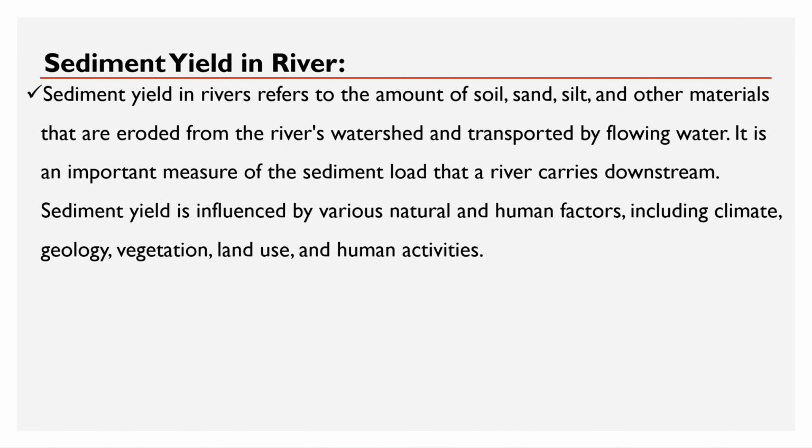Sediment yield in rivers refers to the amount of soil, sand, silt, and other materials that are eroded from the river's watershed and transported by flowing water. It is an important measure of the sediment load that a river carries downstream. Sediment yield is influenced by various natural and human factors, including climate, geology, vegetation, land use, and human activities. Here's a brief overview of sediment yield in rivers.